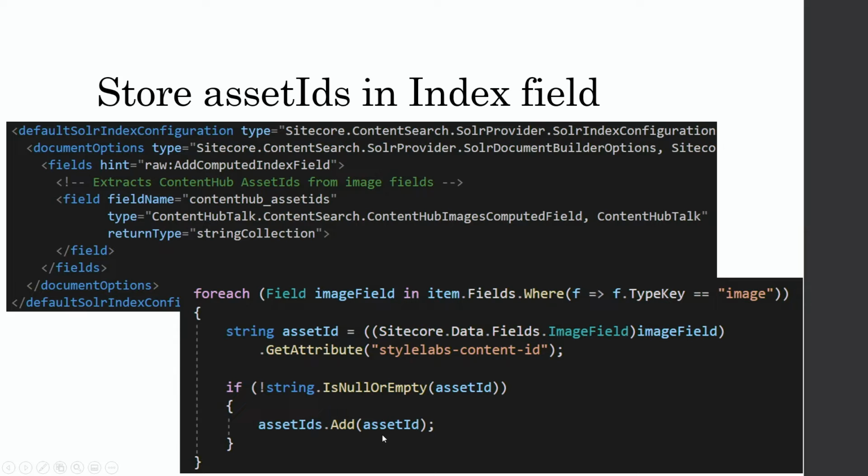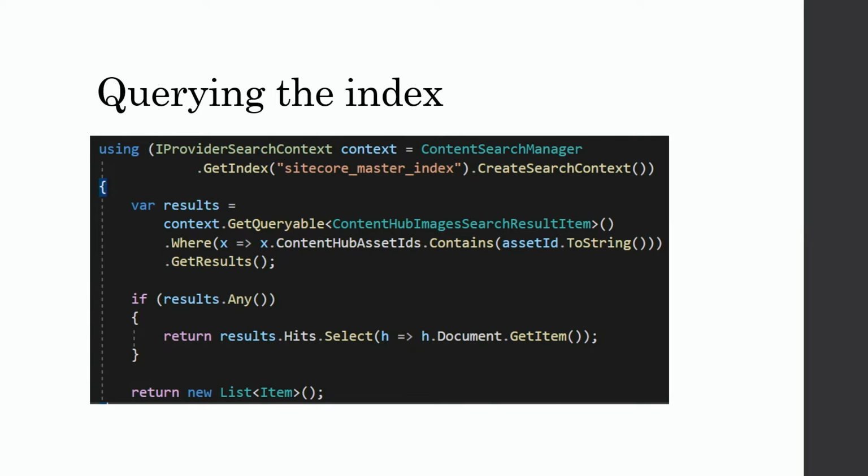An item can have multiple image fields, so ideally we're going to have a list of assets that this item is referencing. Once we have it nicely stored in an index, we can do queries on it. This is just a basic query on the Sitecore master index, where we can say the Content Hub asset IDs contains the ID that I'm searching for, and it should just return all Sitecore items that have a reference.